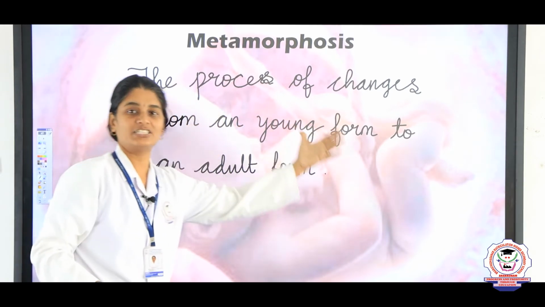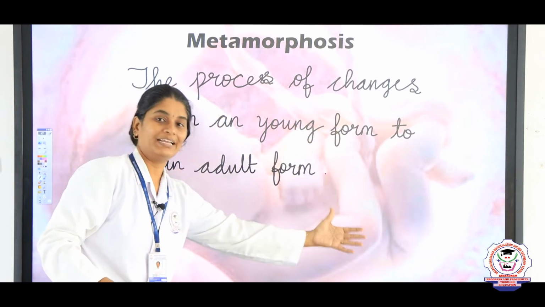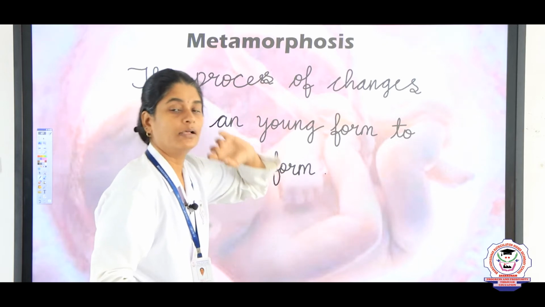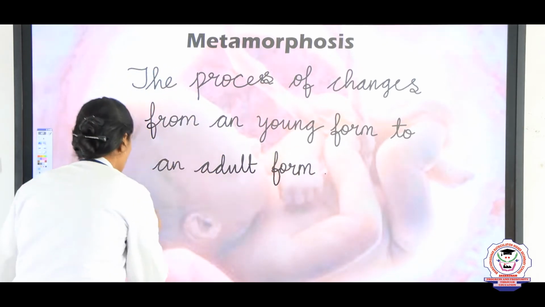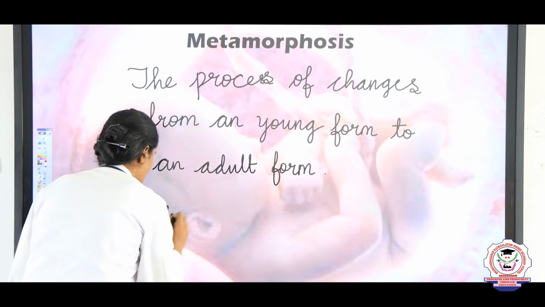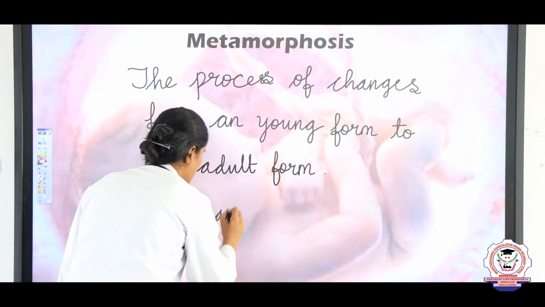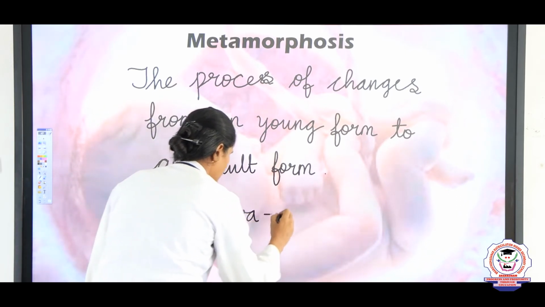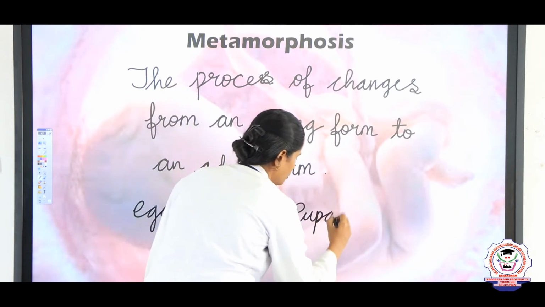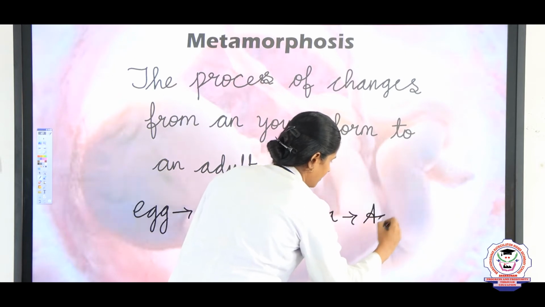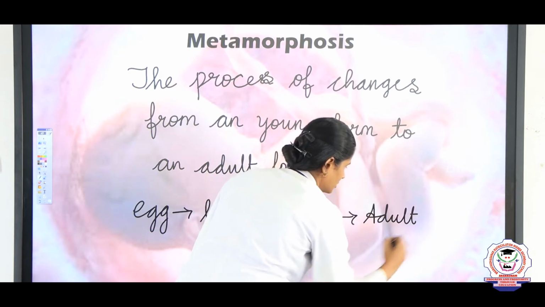How many stages does the butterfly life cycle have? It has 4 stages. First one, egg. The egg hatches into a larva. From the larva it forms into a pupa, and from the pupa a new butterfly, that is the adult butterfly, emerges out.